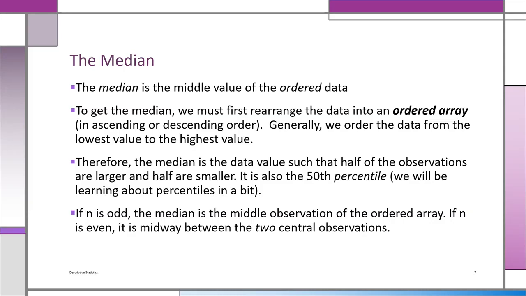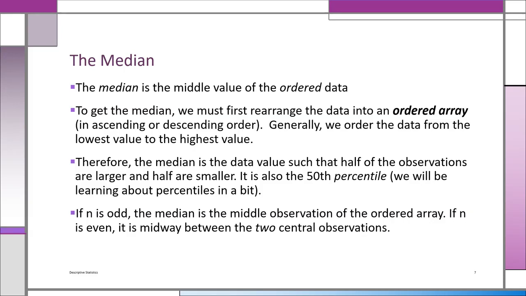Now the median is going to be the middle value, which basically means that half the values in your data set are below it and half are above it. That's why the median can also be seen as the 50th percentile. We're going to learn about percentiles shortly. But the median is the 50th percentile, half below, half above.